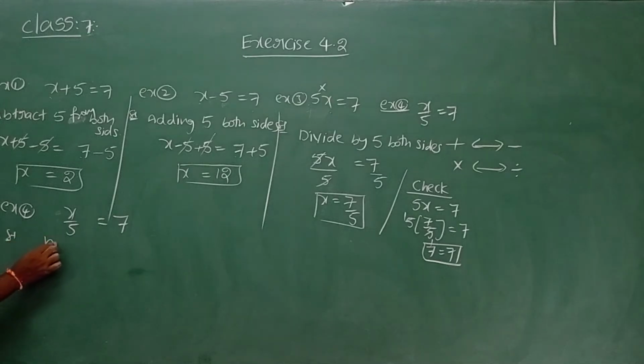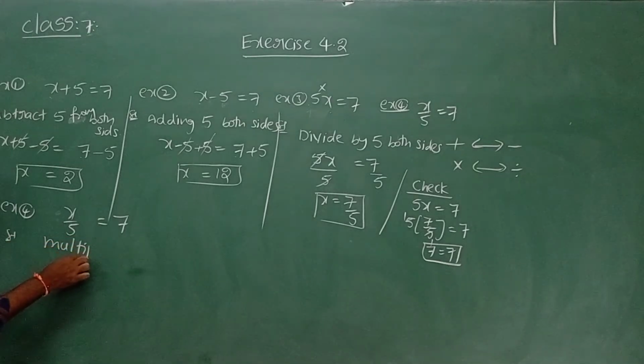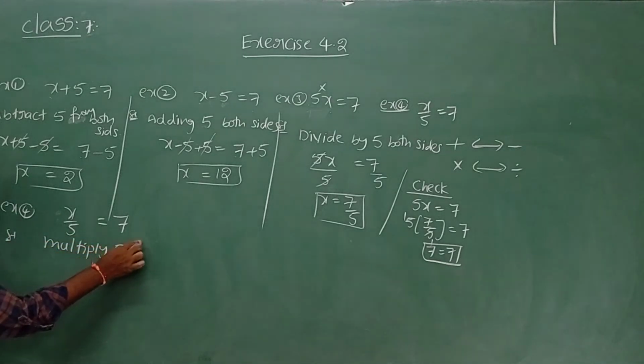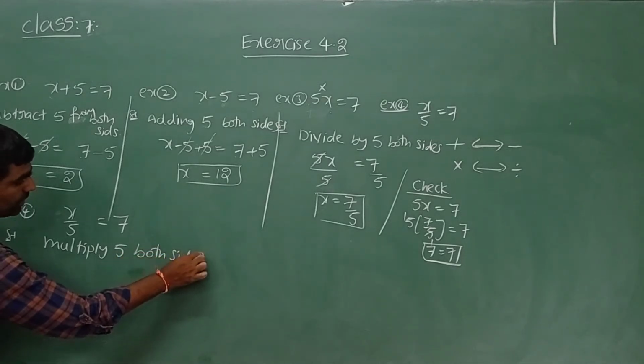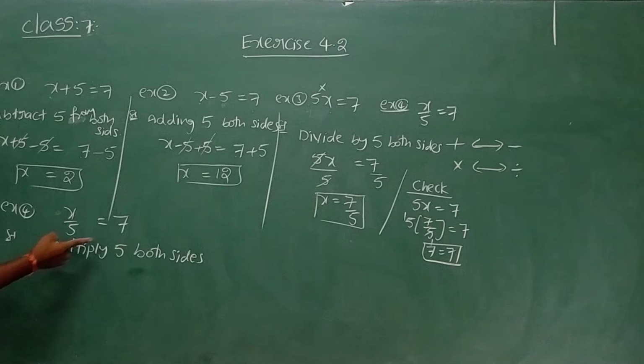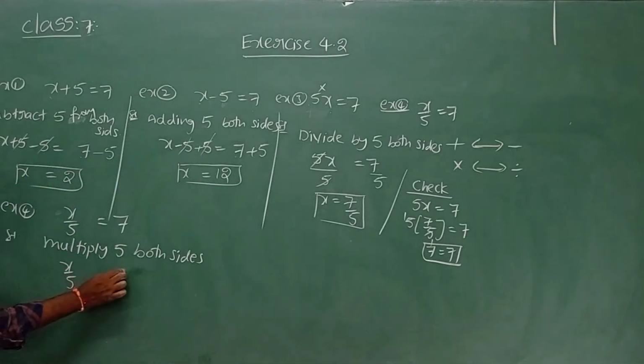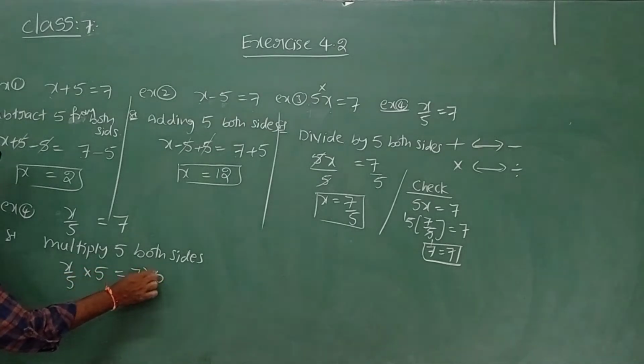So what can we write now here? Multiply. Yes. So right now multiply 5 on both the sides. Why? Because they are division. The opposite of division is multiplication. Let me write x by 5 is equal to 7. So multiply 5 on the LHS and multiply 5 on the RHS.